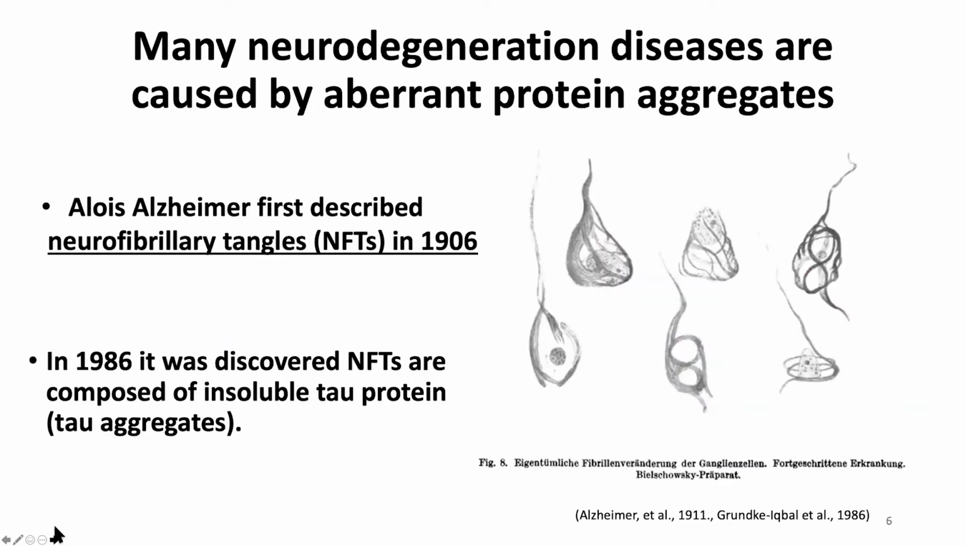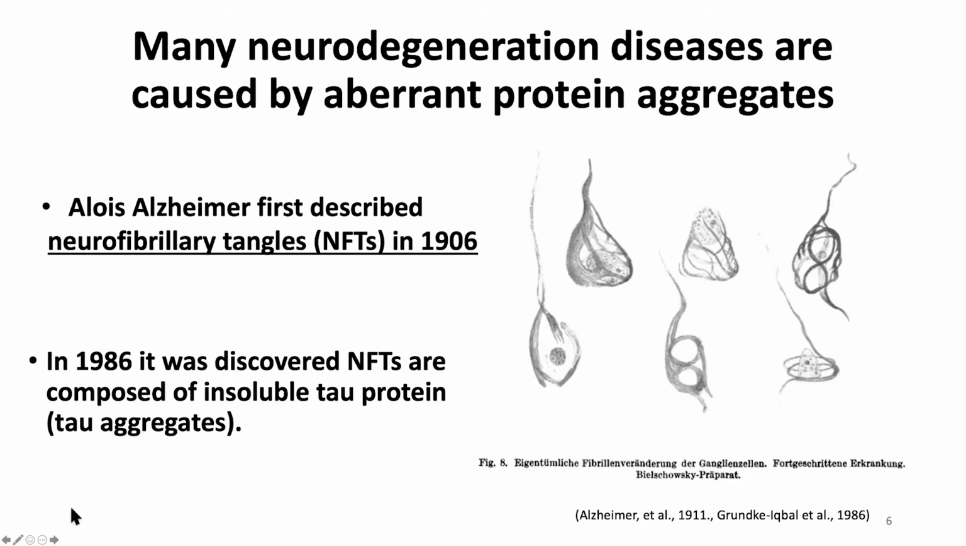Now, a long time ago, when Alois Alzheimer was first describing Alzheimer's disease, he identified in 1906 that neurons in people with Alzheimer's disease had these aberrant structures. They formed these fibril structures, and he drew these pictures over 100 years ago. Then in 1986, it was discovered that these neurofibrillary tangles are actually composed of an insoluble protein called tau. And tau makes these structures in neurons in Alzheimer's disease.